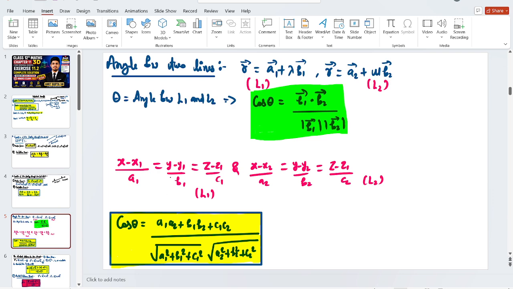And its Cartesian form is what? If the Cartesian form is given as x minus x1 upon a1 equal to y minus y1 upon b1 equal to z minus z1 upon c1, and x minus x2 upon a2 equal to y minus y2 upon b2 equal to z minus z2 upon c2.